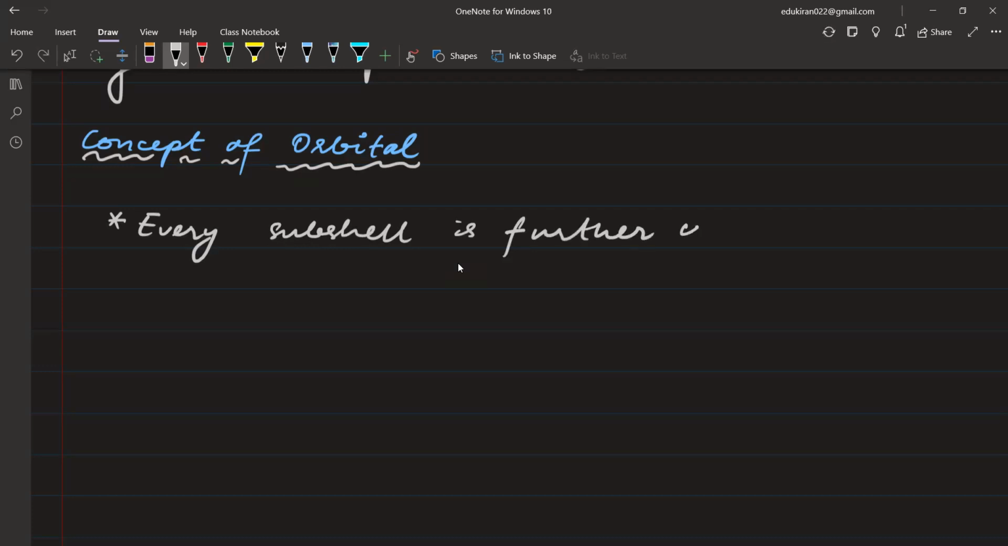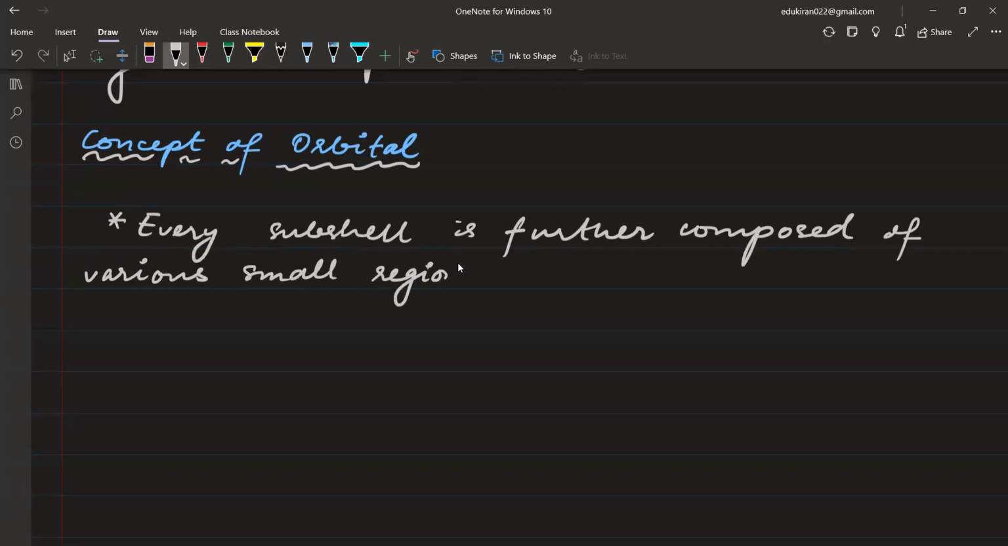is further composed of various smaller regions called orbitals. Okay, various small regions called orbitals.